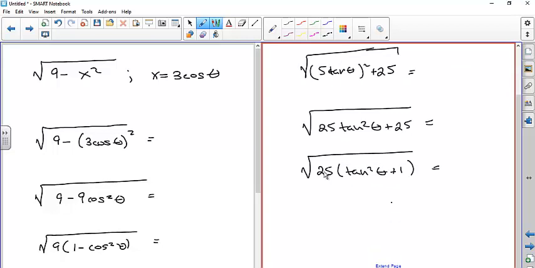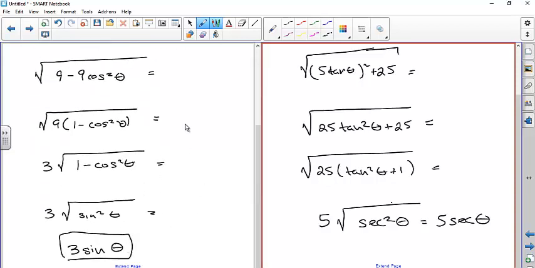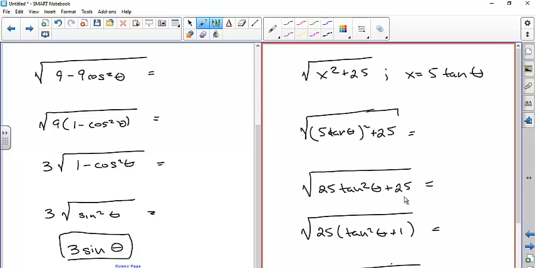The square root of 25 is 5. Here we get the square root of secant squared. So tangent squared theta plus 1, using the Pythagorean identity, is equal to secant squared. And then the square root of the secant squared is just the secant. One thing you'll find when you get to calculus is that there's this tendency to have cosine and sine kind of attached, and the secant and the tangent kind of attached to each other. You see one, you see the other.